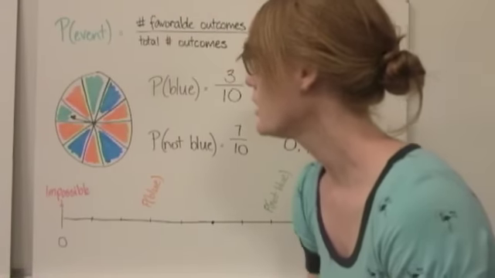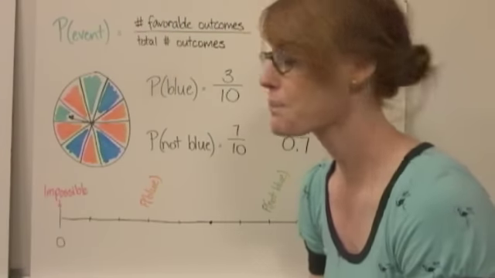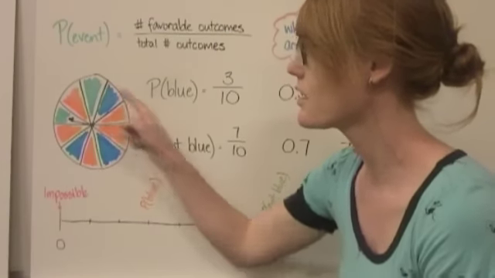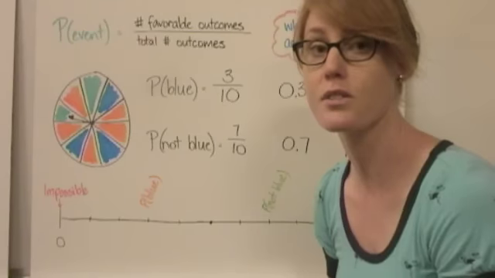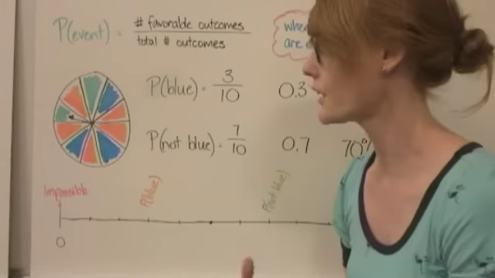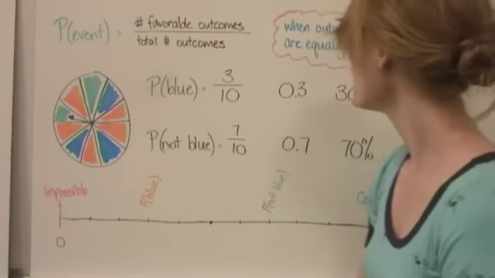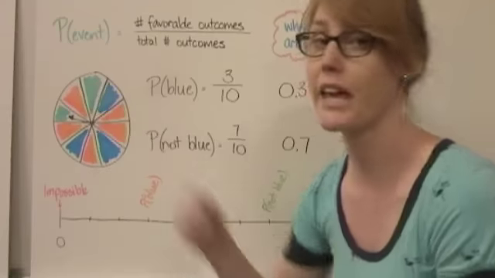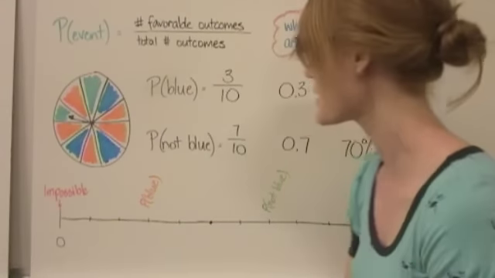Here to your left you have a spinner, and you can see that there are 10 sections that this spinner is divided into, and those 10 sections are equal. So even though they may be different colors, the fact that they are equal in size means that the outcomes are equally likely. This represents 10 equally likely outcomes.